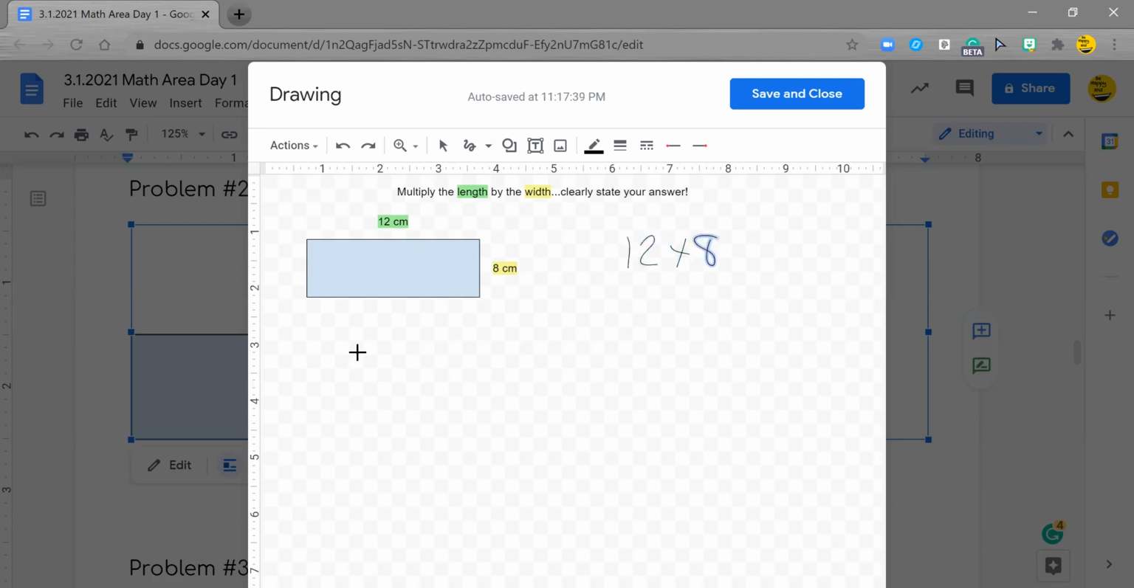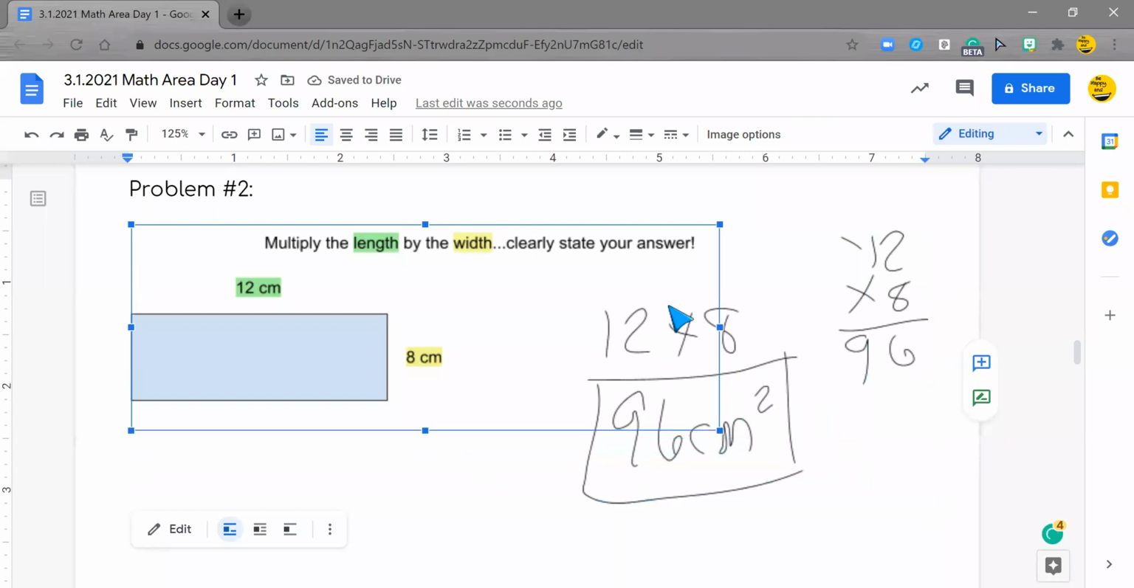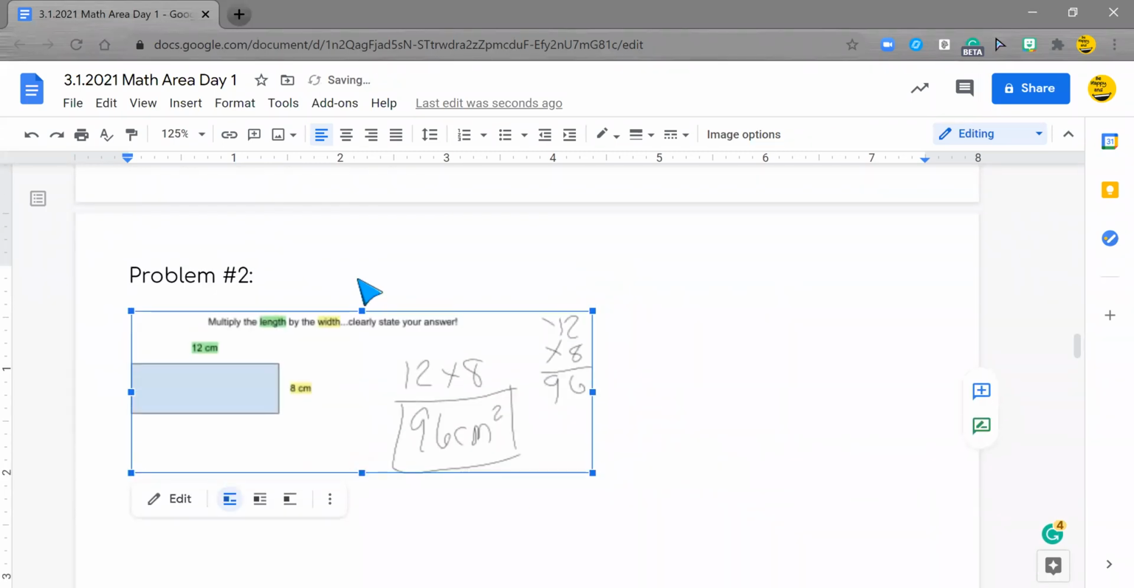If I don't know how to do it this way, I can always go like this, just so that I can see it. And 8 times 2 is 16. And then 8 times 1 is 8 plus 1 is 9. So I get 96 centimeters squared. And it's because I'm multiplying 2 centimeters. I'm going to hit save. Just make it a little smaller because I don't need it that big.